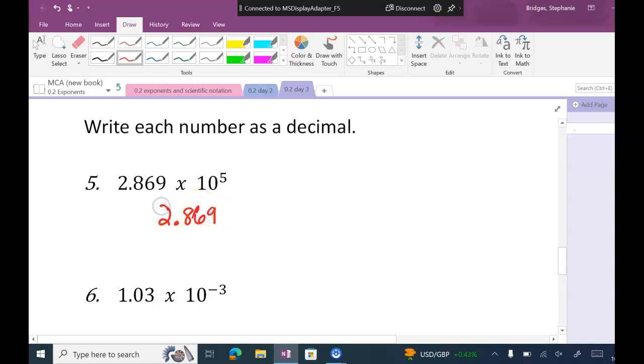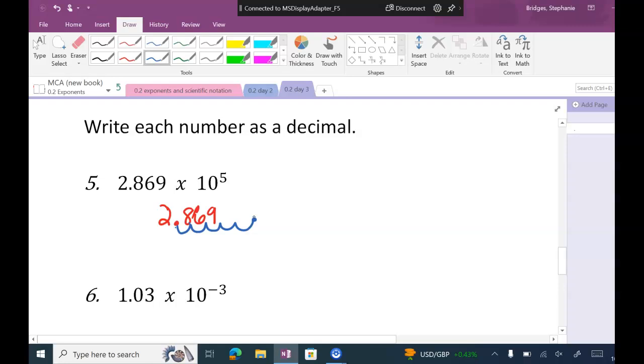How many times am I going to move my decimal? 5. And it's a positive 5, so I need to make my number bigger. Which way do we move it to make it bigger? To the right or to the left? To the right. So what I'm going to do is I'm going to count. 1, 2, 3, 4, 5. There is my new decimal.